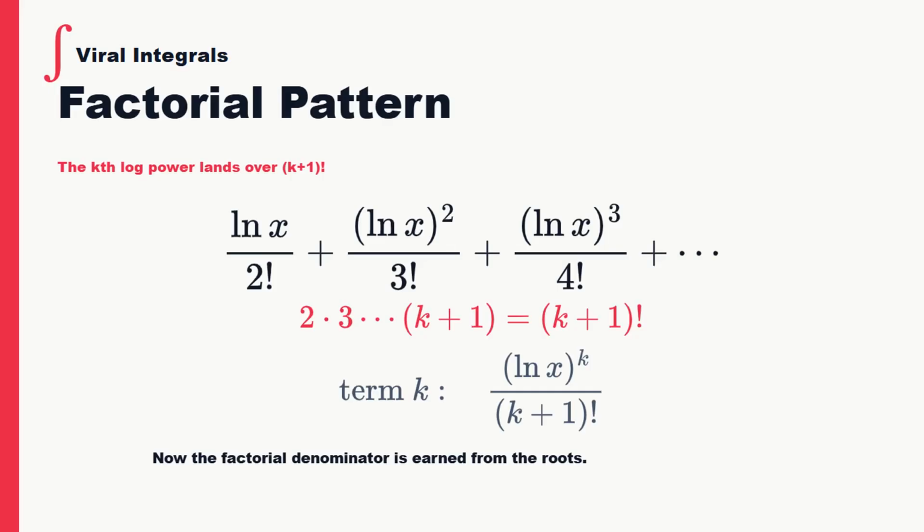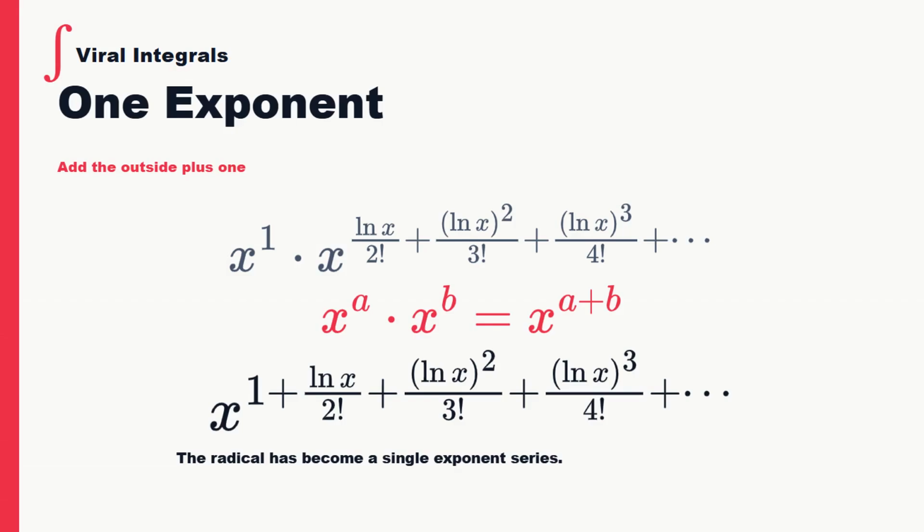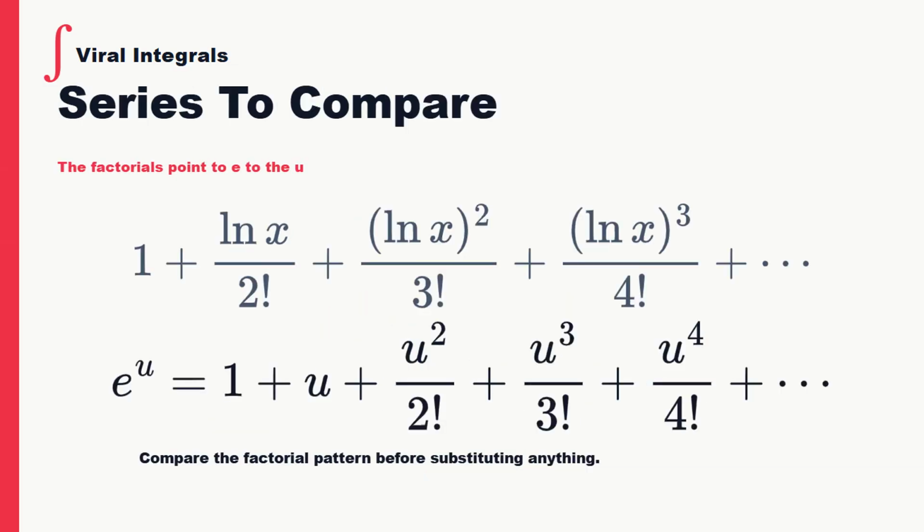The first three terms show the rule. The kth power of log x is divided by 2 times 3 up through k plus 1. Multiplying powers of x adds exponents. The outside factor supplies the leading one. The exponent now has factorial denominators.